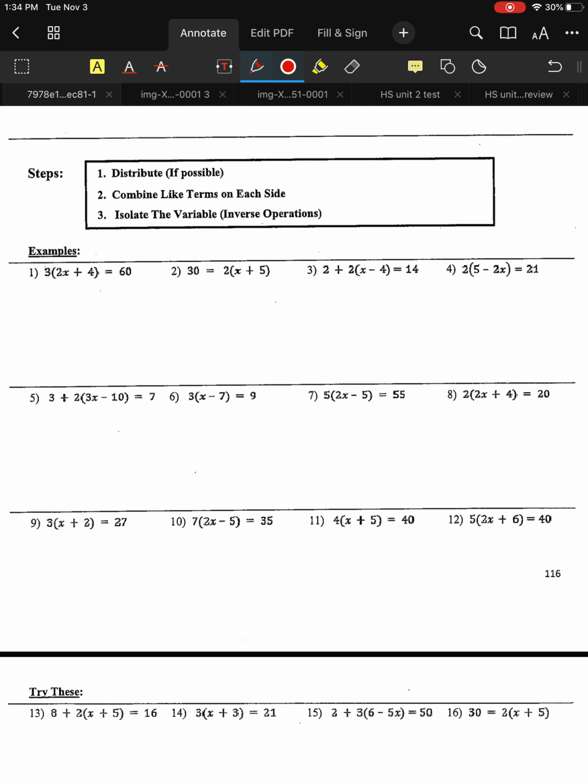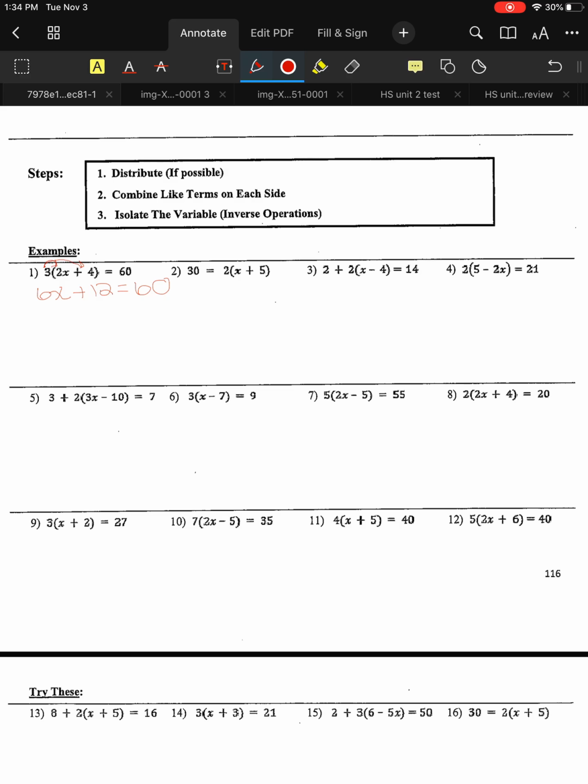We have parentheses, so in order to eliminate those parentheses, I'm going to distribute 3 times 2 and 3 times 4. Remember, those parentheses mean multiplication. Take what's on the outside, multiply it to the inside. 3 times 2x is 6x. 3 times 4 is 12. And now what you have is a two-step equation.